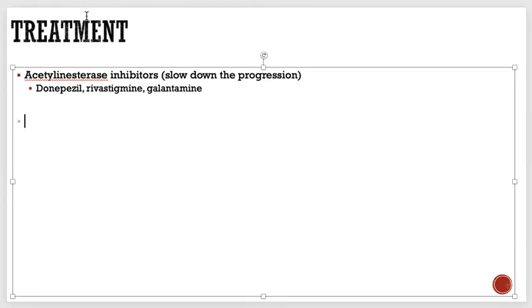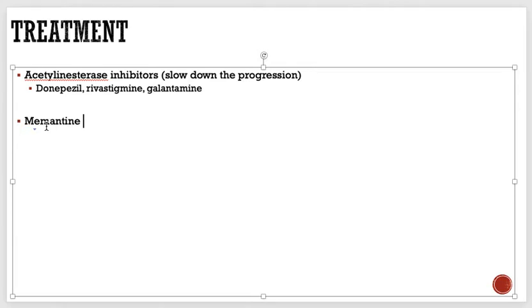Of course, acetylcholinesterase inhibitors cannot be given to people who have bradycardia or heart blocks, as well as anyone who has congestive heart failure or even asthma. We cannot give these drugs. Galantamine is a drug which we cannot give to anyone who has hepatic or renal failure. Okay.